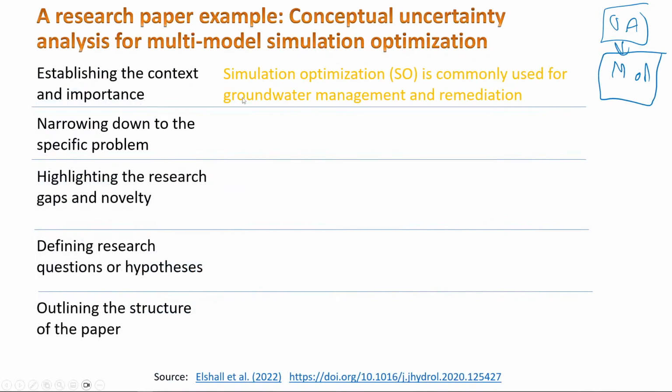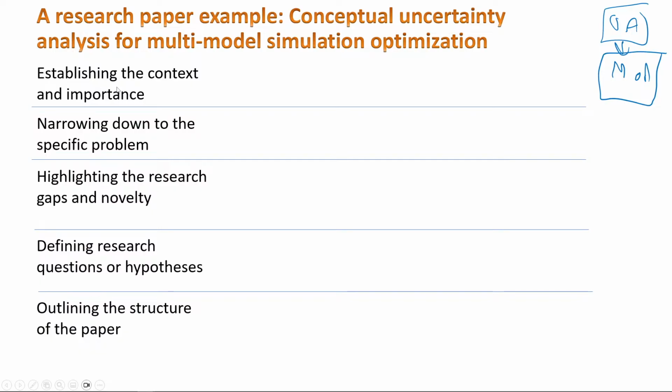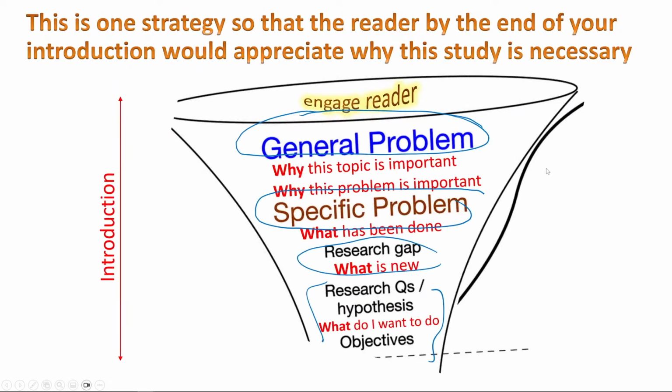So here I'm establishing that simulation optimization is commonly used in groundwater management. Here I'm establishing the big context and importance. Which part is this? That would be the general problem. Why is this topic important? Why is simulation optimization a problem?